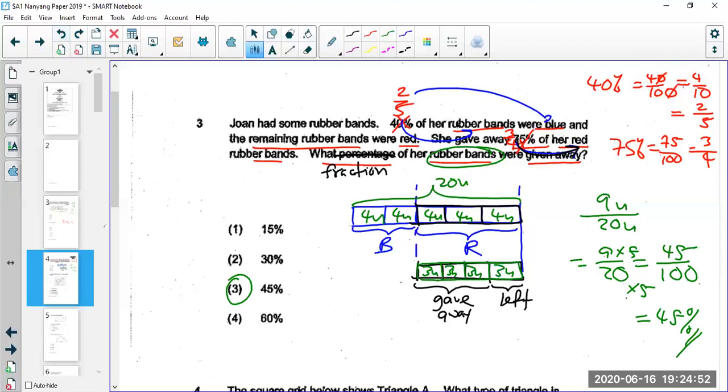Okay, so what's the lesson here? The lesson here is if you're not good with percentage, if you are confused, you change the percentage to fraction, then you draw the model. And then use the model to help you to get the percentage. And how do you get the percentage? You write as a fraction first, then later you convert to percentage. You understand? Okay, now let's go to the next one.